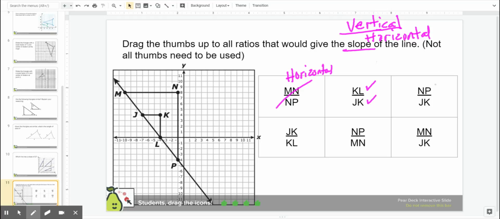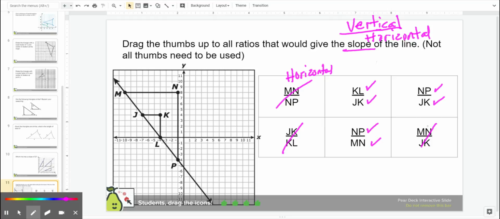NP is vertical. We said JK is horizontal, so that works. JK is horizontal, so that wouldn't work. NP is vertical, so that's good. NM, there we go. That works too. And then we have NM, which is horizontal, so that would not work.